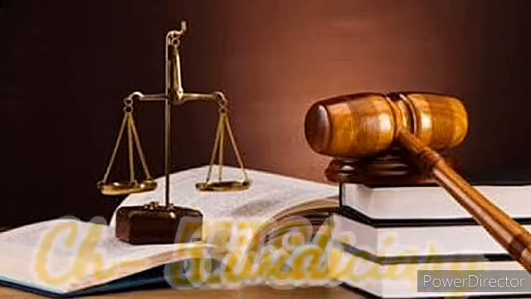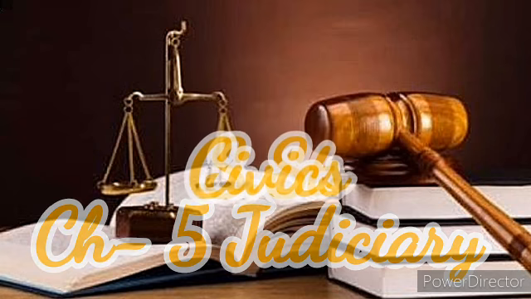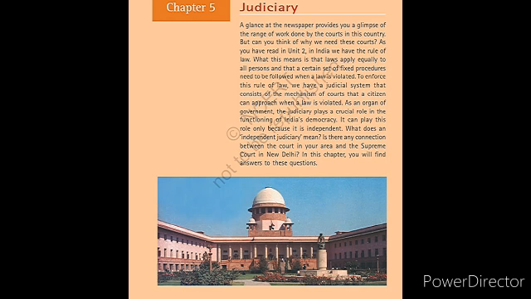Today, we are going to start our fifth chapter of civics, that is Judiciary. In this chapter, we are going to discuss the third part of the horizontal distribution of the government, that is judiciary. First part is legislature, second is executive, and the third is judiciary. So in this chapter we will talk about judiciary.